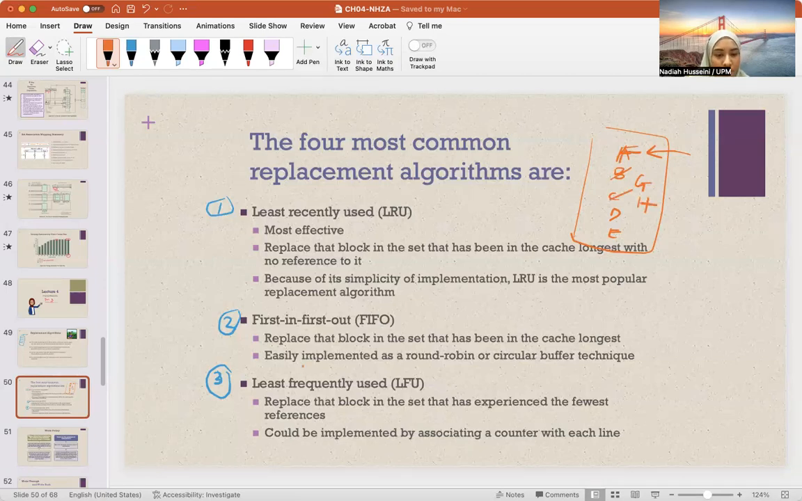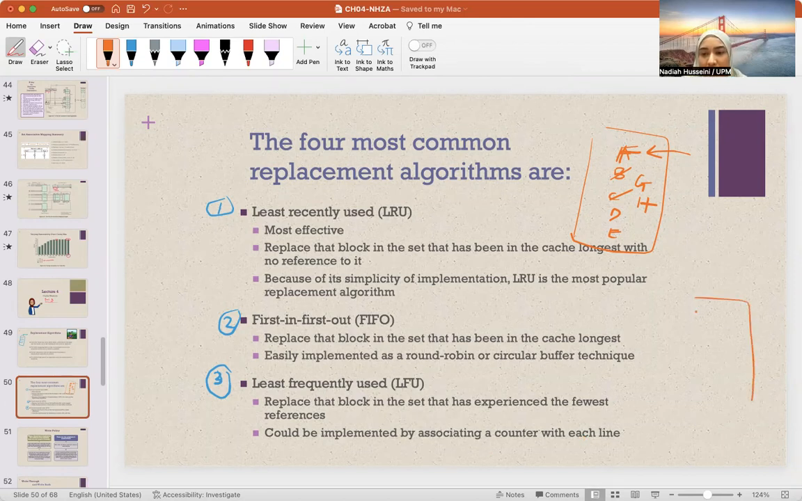FIFO. And then we have the third replacement algorithm, which is least frequently used, or LFU. It replaces the block in the set that has experienced the fewest references, and could be implemented by associating a counter with each line. So this is slightly complex.